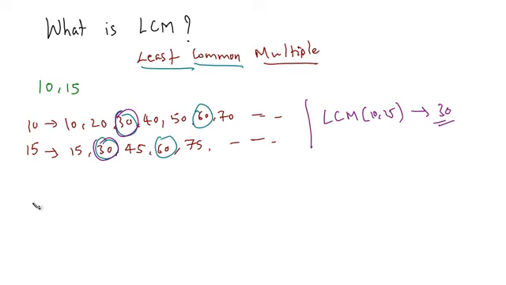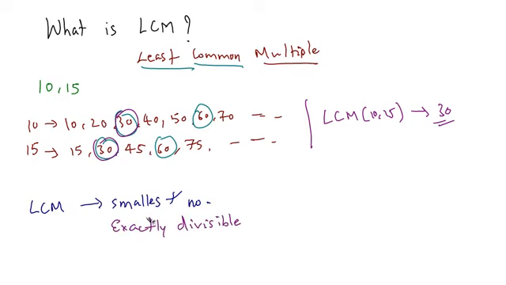But the definition of LCM is that it is the smallest number which is exactly divisible by the given numbers. So that's basically the same thing. Least common multiple is the smallest number that is exactly divisible by the given numbers. So 30 here is exactly divisible by 10 as well as 15. So it's the LCM.